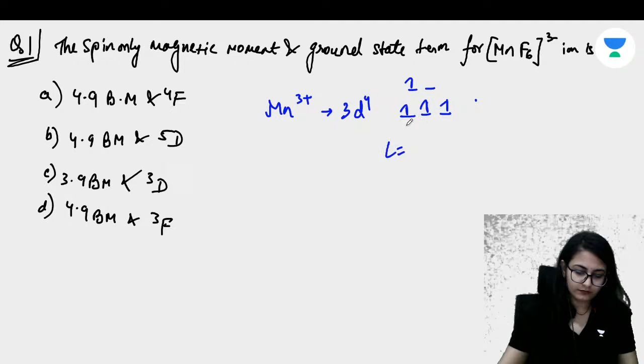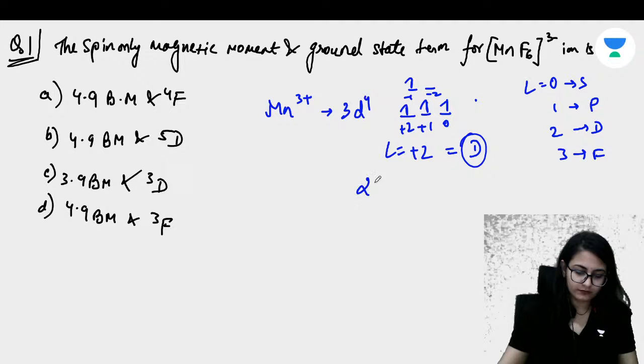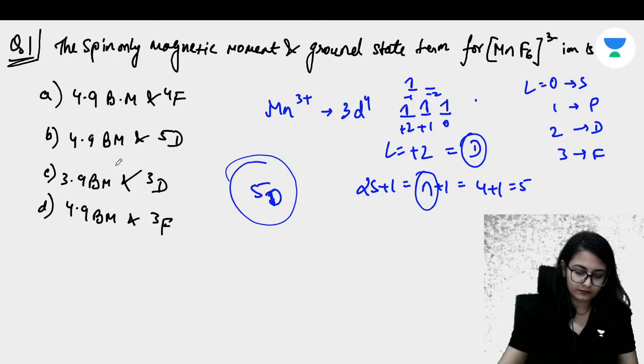And what is going to be the L value? Plus 2, plus 1, 0, minus 1, minus 2, like this. So the L value is coming out to be plus 2 only. So L equals 0 gives you the S term, 1 gives you the P term, 2 gives you the D term, 3 gives you the F term. So this is going to give you the D term, and the 2S plus 1 value is equal to n plus 1, where n is the number of unpaired electrons. How many? 4. So 4 plus 1 is 5. You get the 5D term as the ground term.